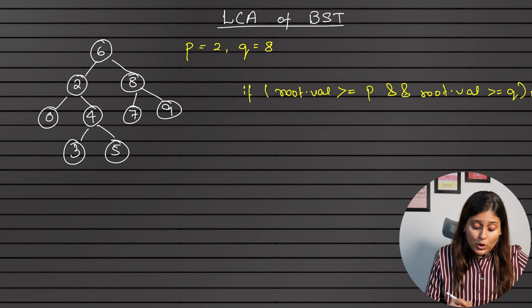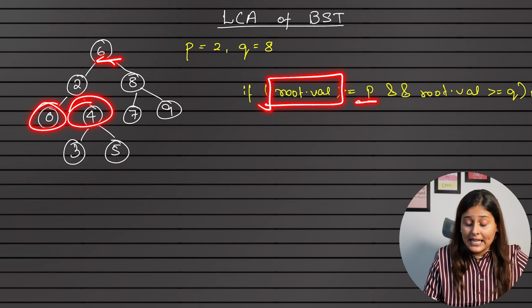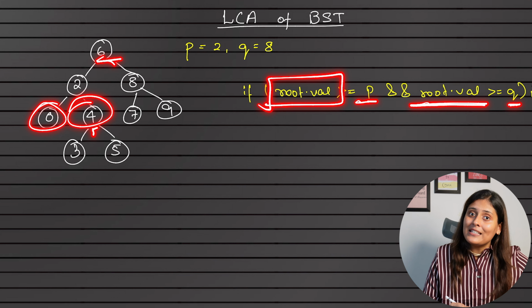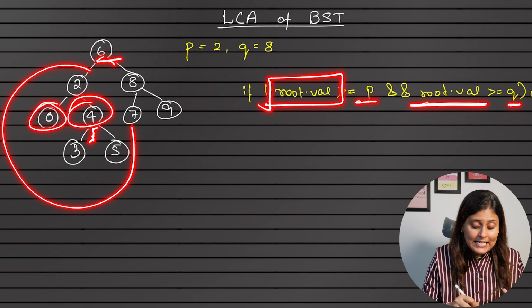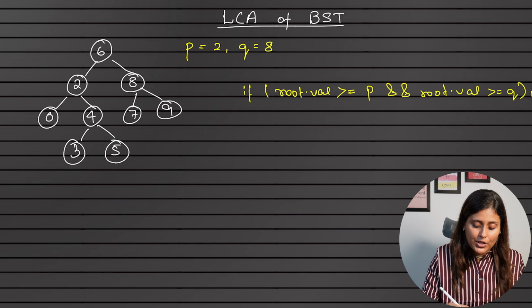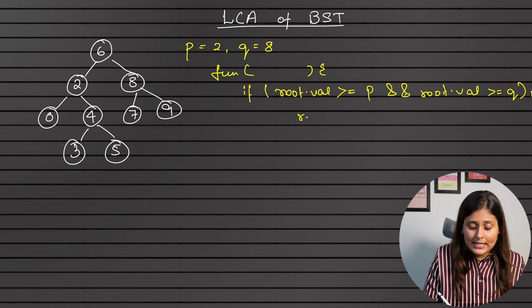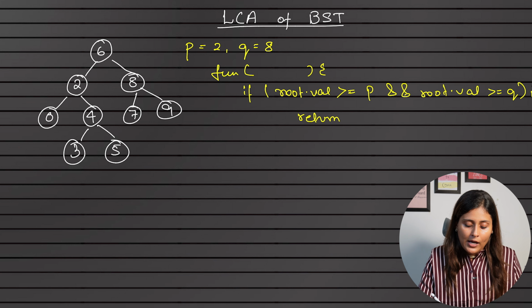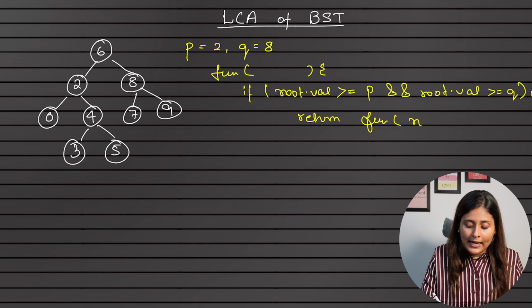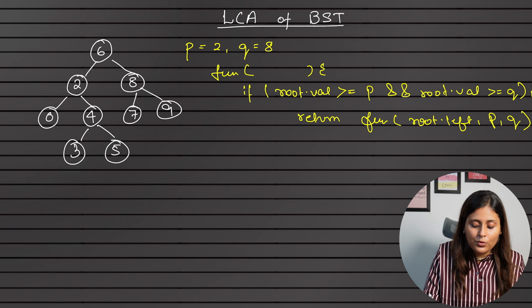But suppose it was 0 and 4. Then we can say that root dot value 6 is greater than P? Yes. Root dot value 6 is greater than Q, which is 4, also? Yes. So it means the node we are looking for lies towards my left subtree. So whatever the function returns, we have to return that. We have to call the same function again, and now we send root dot left instead of root, and P and Q as it is.